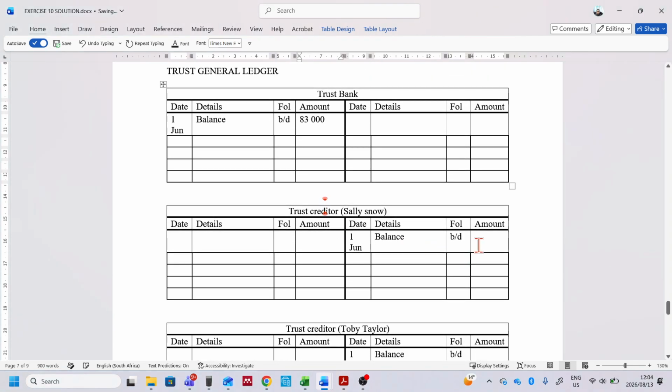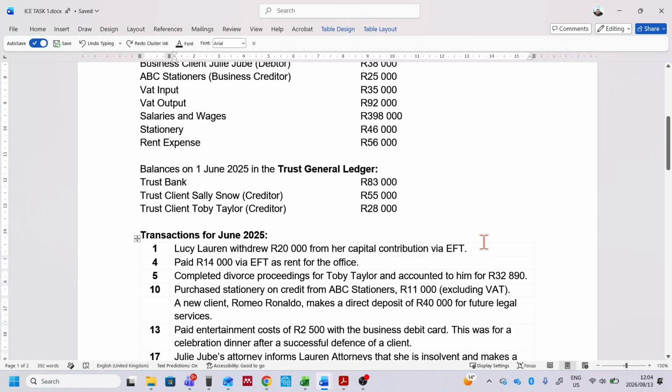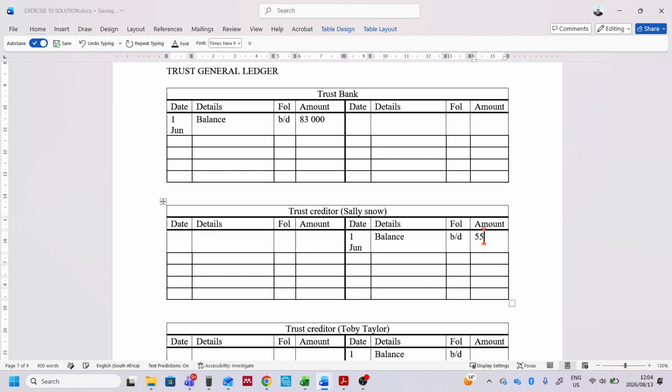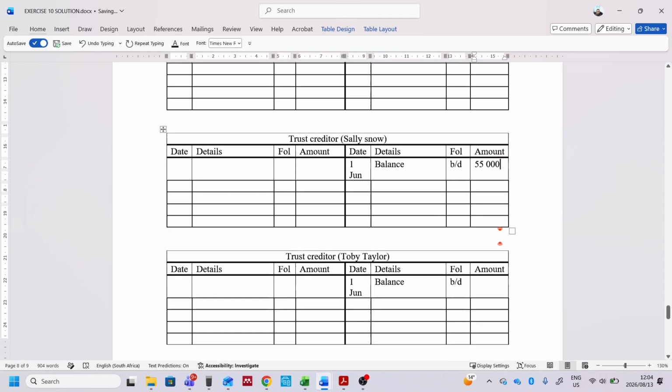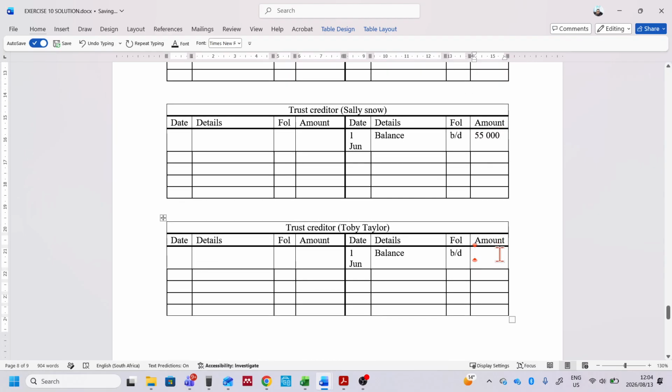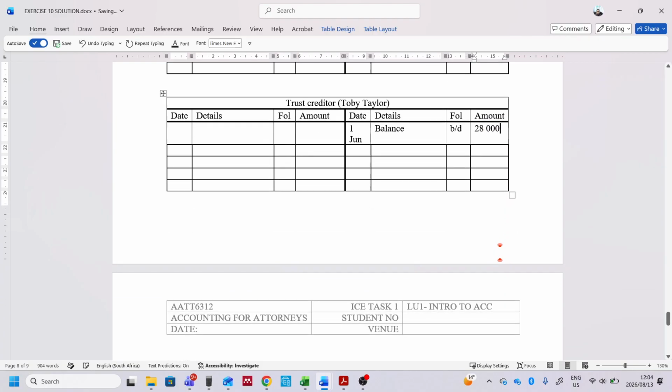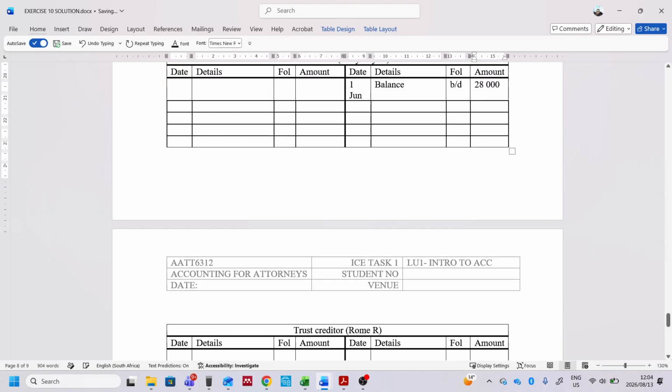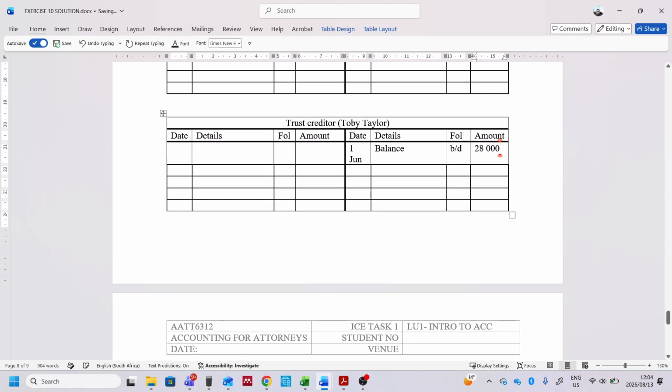Of which 55,000 belongs to Sally Snow. So meaning that Sally Snow will start with a credit balance of how much? 55,000. And the other balance belongs to Toby Taylor, 28,000. So this means that now you have got all of your opening balances recorded.